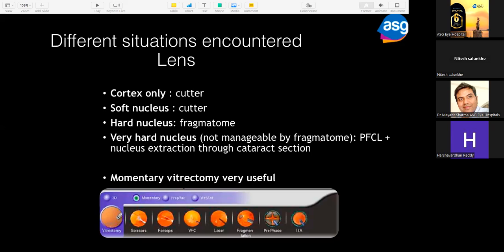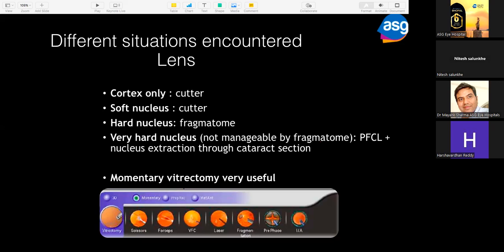But in case there's a hard nucleus, you will need a fragmentome. Now why do you need to assess this beforehand? Because if you have to use a fragmentome, your wound construction becomes different. I'll show you that in a bit in a video. But yeah, you need to know beforehand because your wound construction becomes different than a normal sclerotomy.